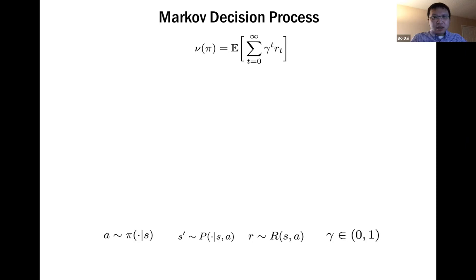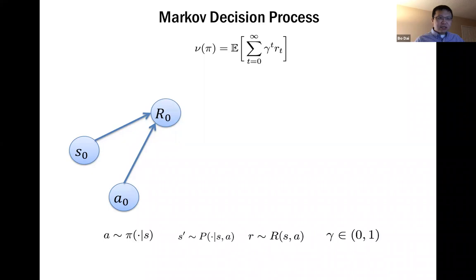That's because we need to define a policy value, nu pi here. It's the expectation over the discounted reward function. Let's give an illustration of how this policy value is defined. Okay, at the beginning you will start from state s zero, and then you will select a zero from the policy, and according to this s zero and a zero, based on the transition probability and the reward function, you will get a reward. And then based on the transition probability, you will move to the next state, s1.